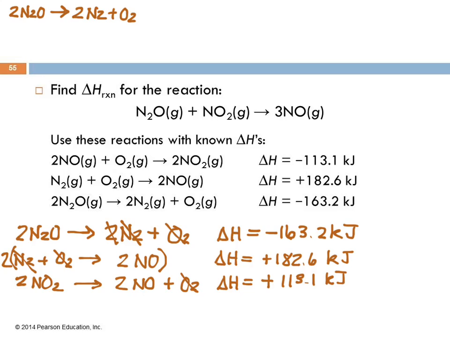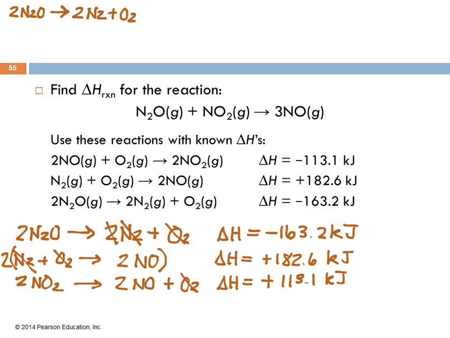I'm trying to figure out how to get from here to here, but these are the steps I'm limited to. So I can't just go directly from one to the other because I don't know the heat of reaction for that. So I'm going upstairs, I'm going downstairs, I might be going down again and coming back up in different increments to get where I want.